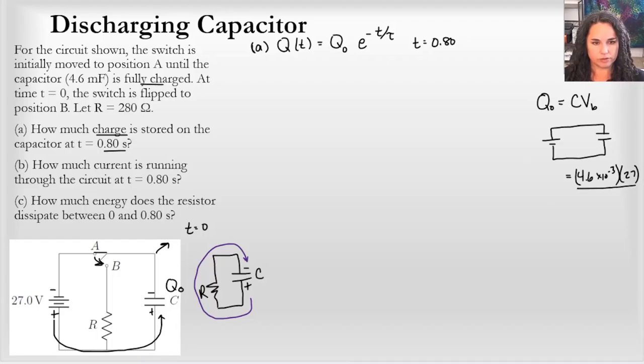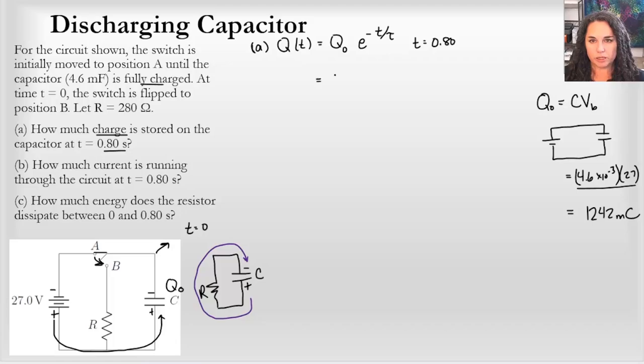Did I solve for that value? Q naught. I did not solve for that value. I don't see that anywhere. Oh, I guess I have it down here. Oh, what a cute number. 124.2 millicoulombs. That's the Q naught.